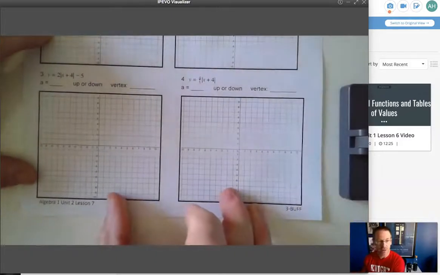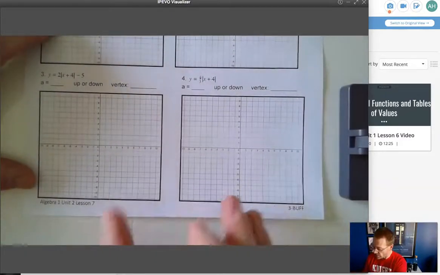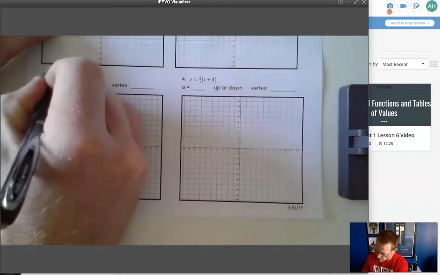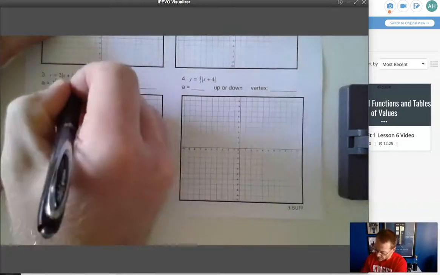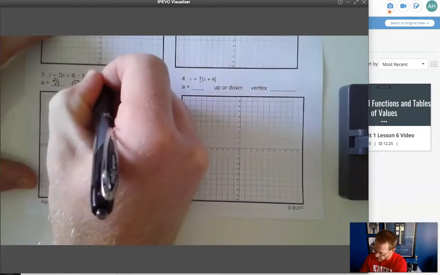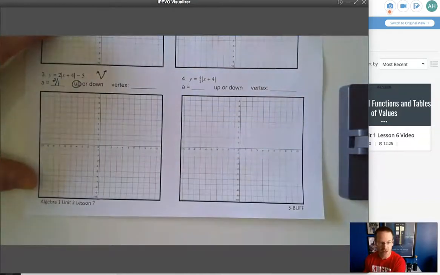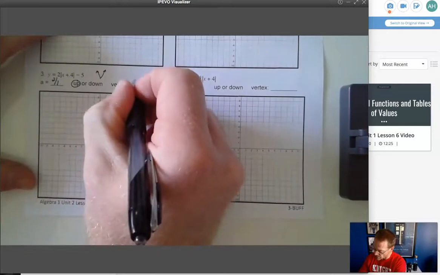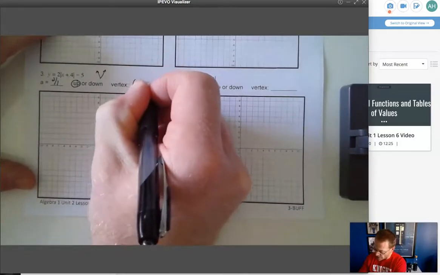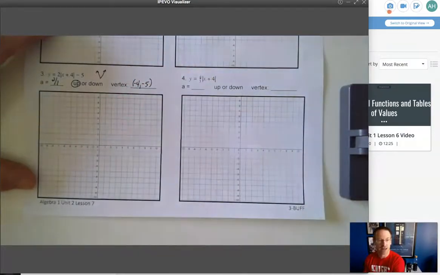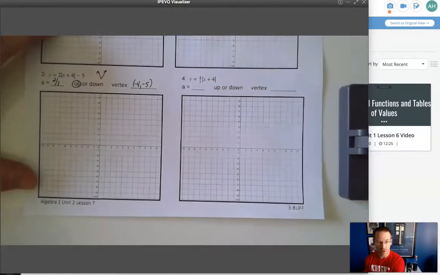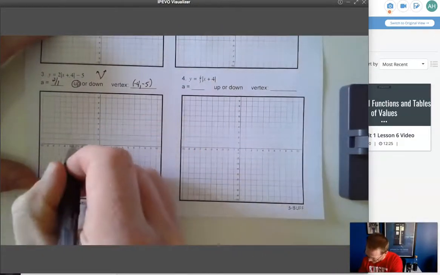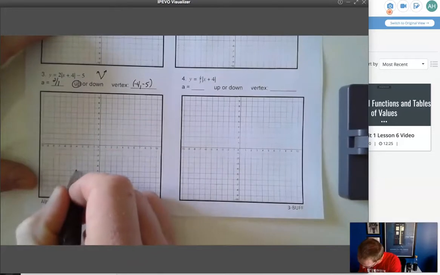All right, so let's take a look at 2 more. When I look at number 3 here, once again, we see that the a value is 2 over 1. It's positive, so it's going to open up, so I know it's going to look like this. And once again, here's that trick: we know it's going to be opposite of what it looks like here. So my x-coordinate of my vertex is -4, and my y-coordinate is -5. So (-4, -5) would be right here.